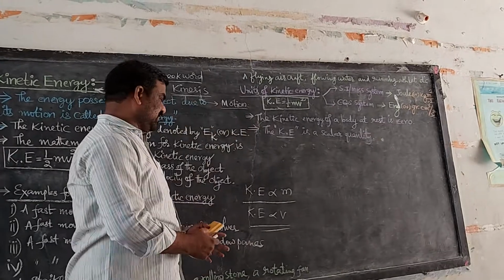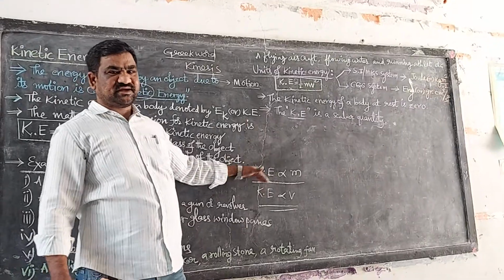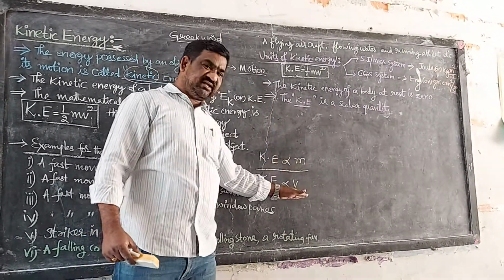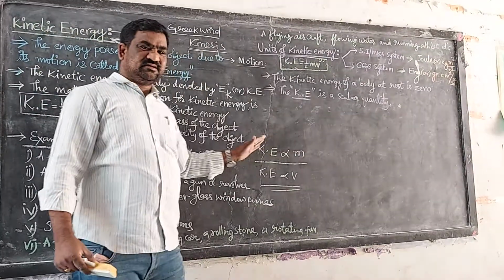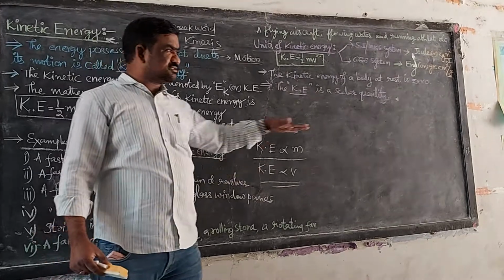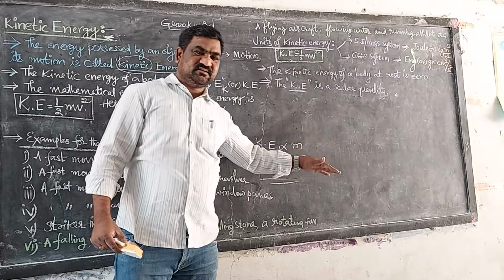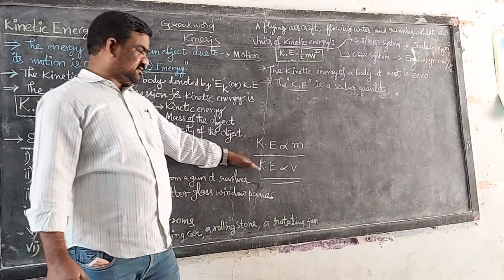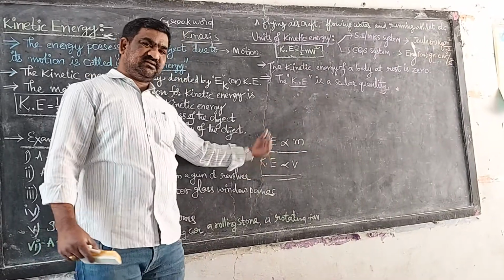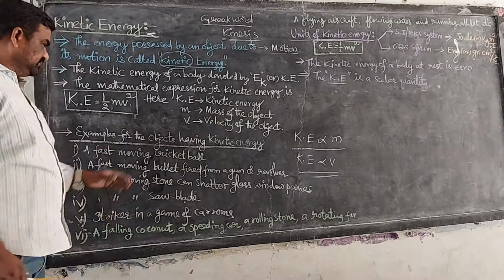That means if the body has more mass, it possesses more kinetic energy. If the body has less mass, it possesses less kinetic energy. In the same way, if a body is moving with less velocity or less speed, it possesses less kinetic energy. If it is moving with high velocity, it possesses more kinetic energy.